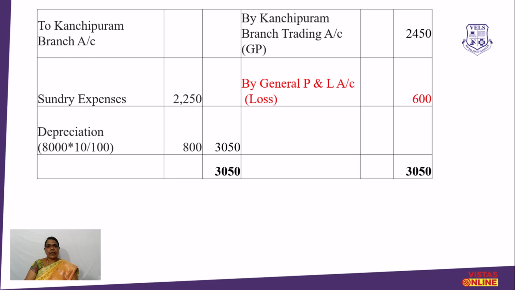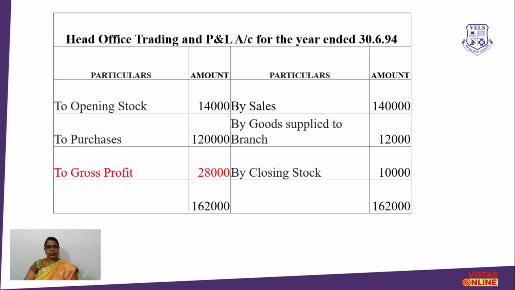3,050. The gross profit is 2,450. 3,050 minus 2,450, that is the loss here. You will write it by general profit and loss account. In the bracket, you will mention loss 600. 3,050 minus 2,450, you will get the loss 600.